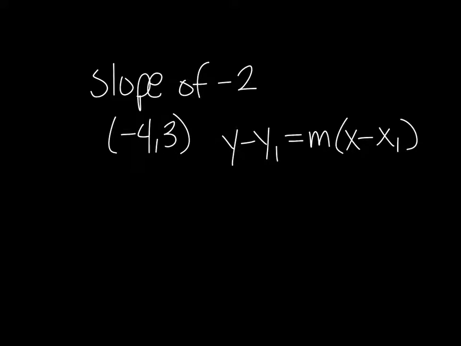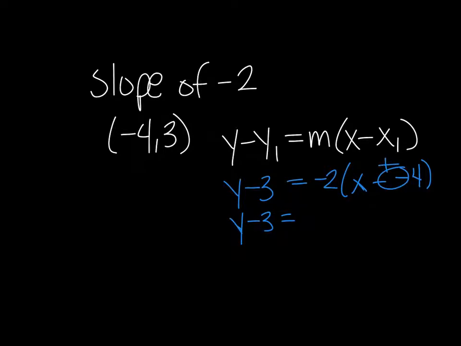Plug in what you know. You know your slope is negative 2. You know your x value is negative 4. Make sure you're careful with your negatives. Your y value is 3. Right? Plug, do the math that you need to do. This will be a plus. So I multiply through by -2, multiply through by -2, and then deal with the fact you want to turn it into standard form.